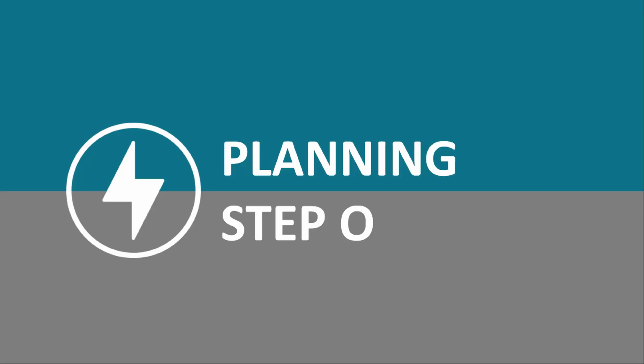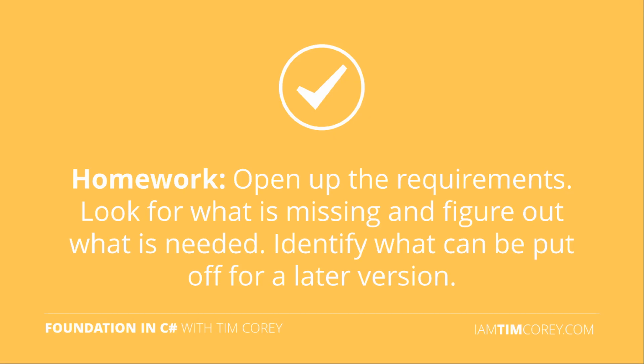In this lesson, we're going to be working through the planning step O. Let's get right to the homework. Open up the requirements. Look for what is missing and figure out what is needed. Identify what can be put off for a later version. You're going to try and eliminate all assumptions. Figure out what this application actually needs to do. In the broadest of terms, figure out how this application will work.